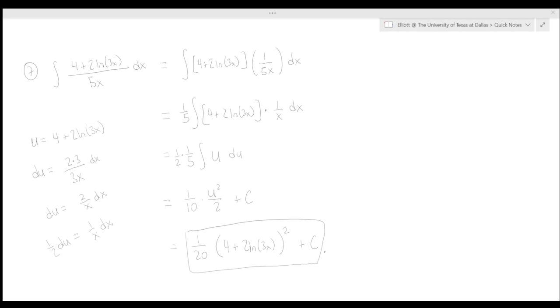Okay, all right. And now we'll take a look at number 8 and 9, which will involve integration by parts.